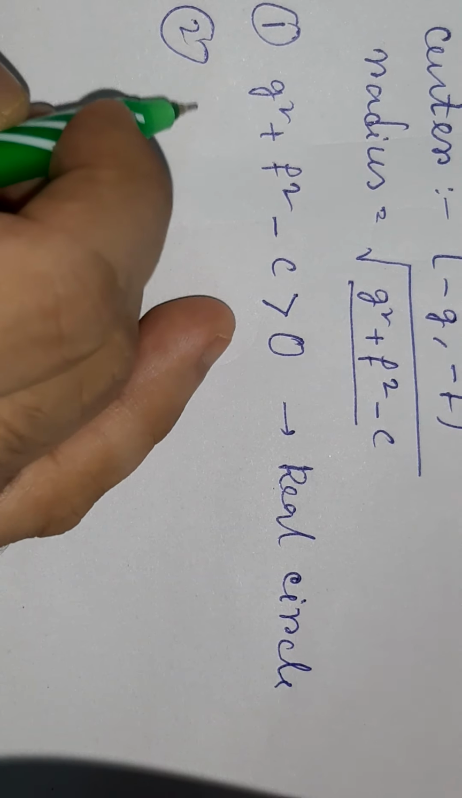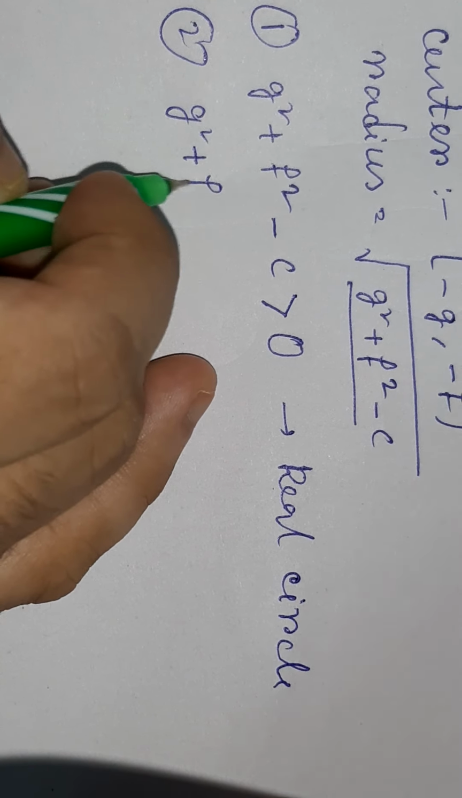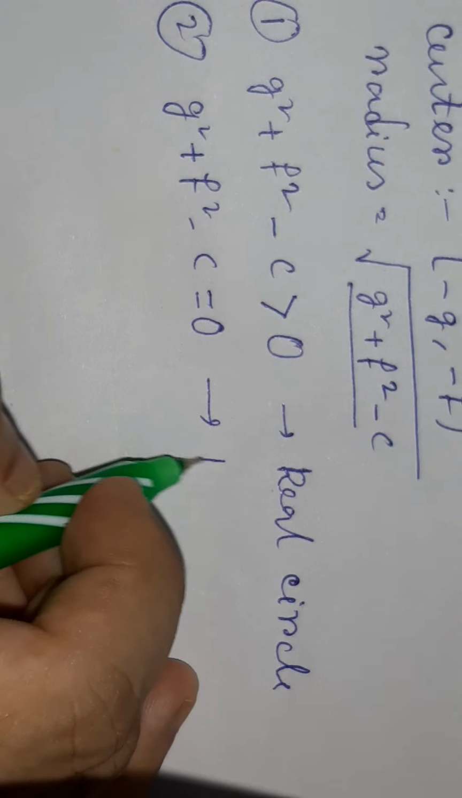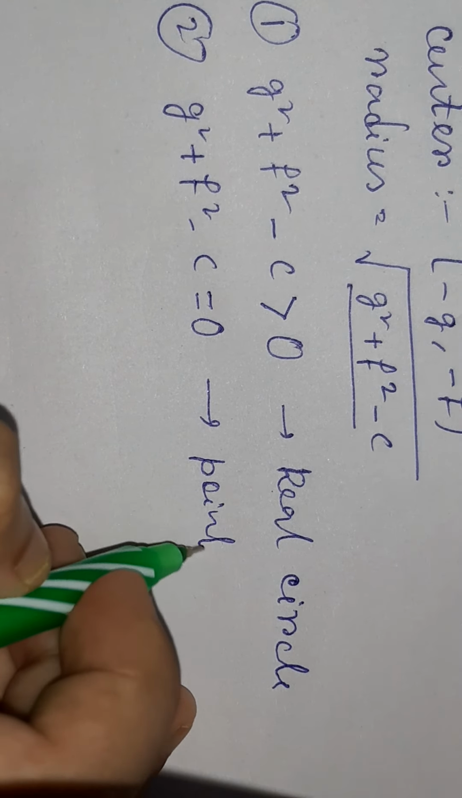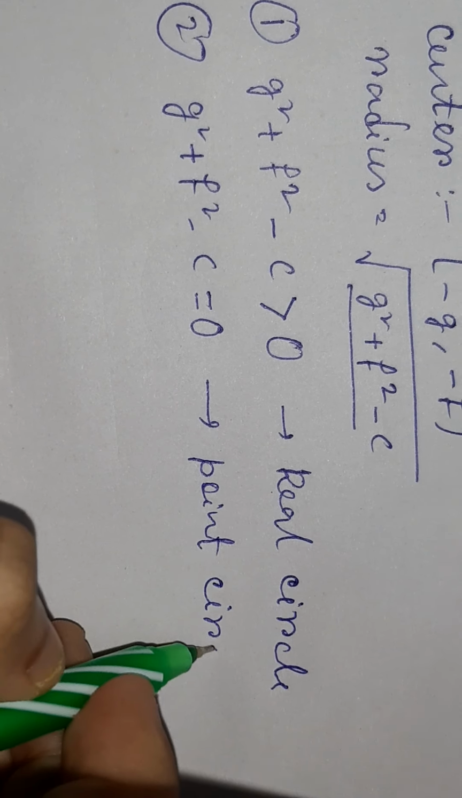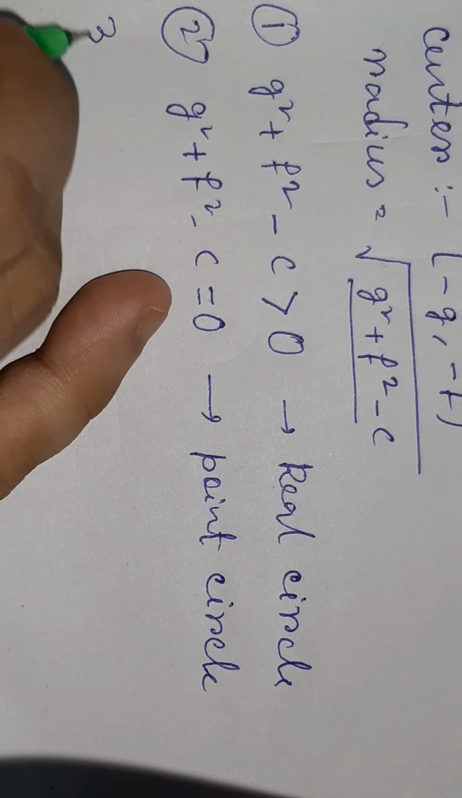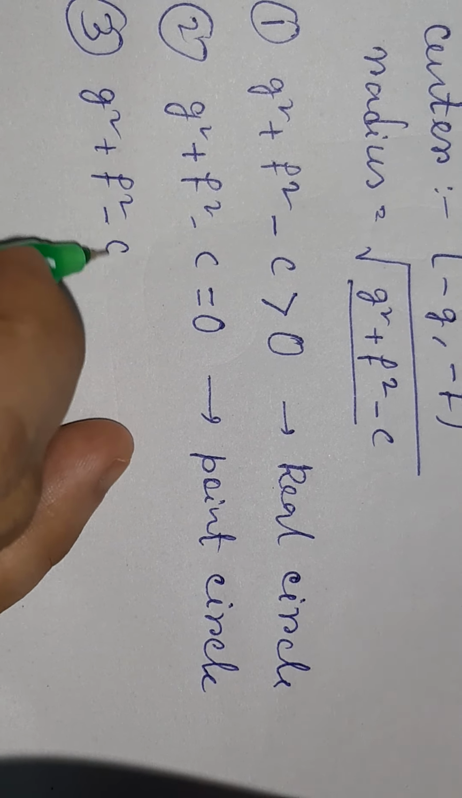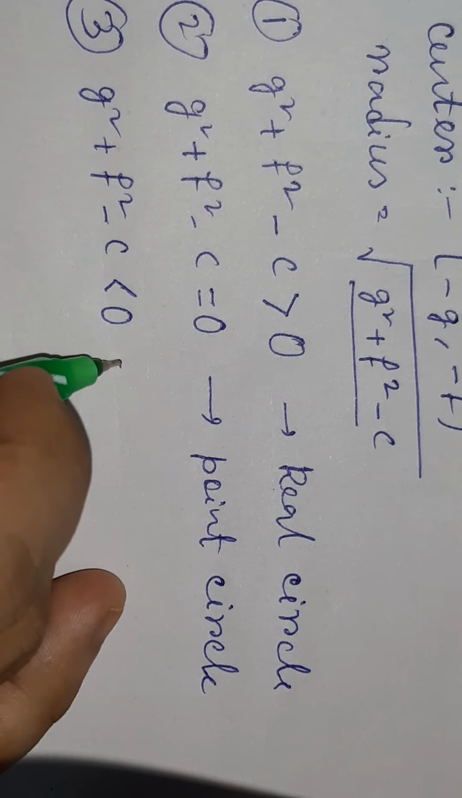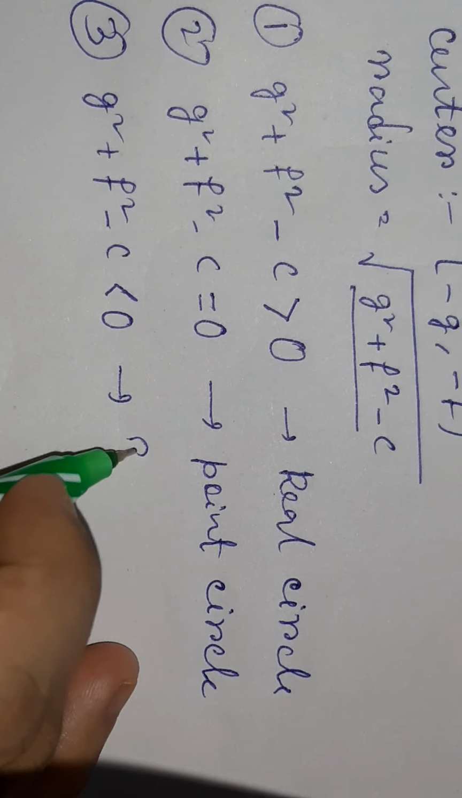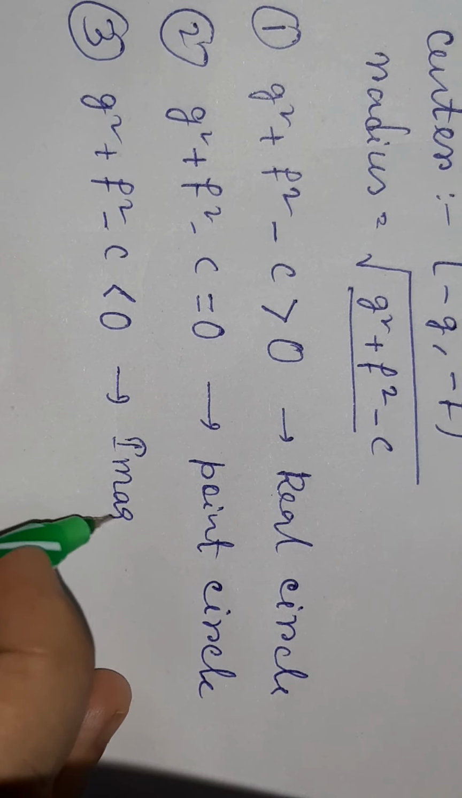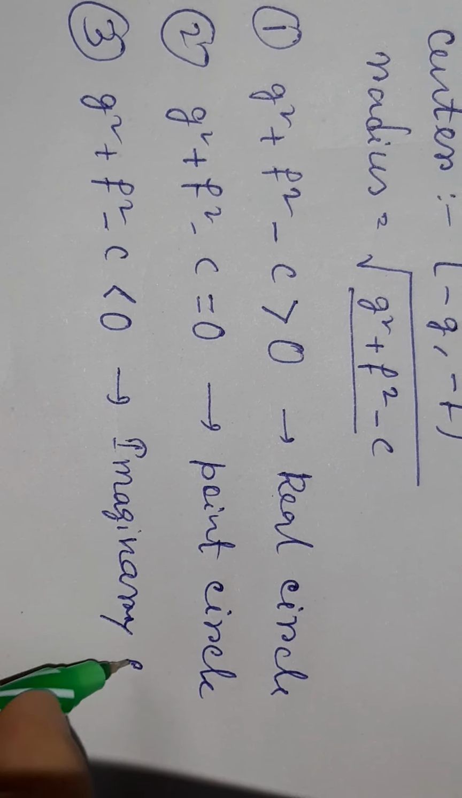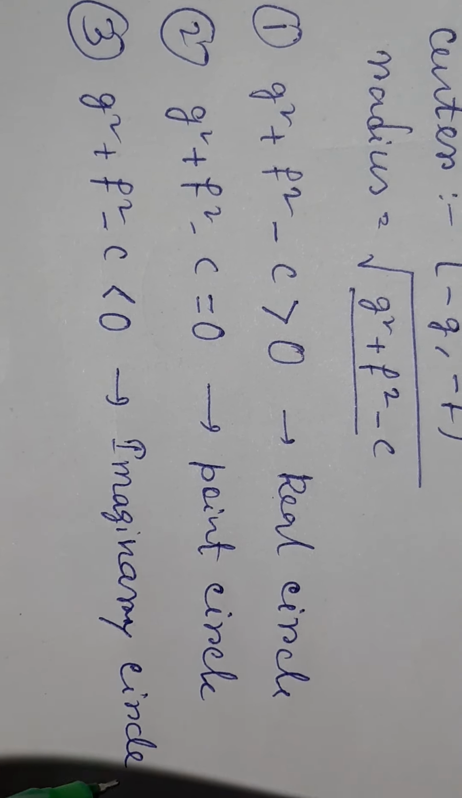If g square plus f square minus c is equal to 0, then we call it the point circle. And if g square plus f square minus c is less than 0, then we can call it an imaginary circle, or the circle does not exist. This is the imaginary circle.